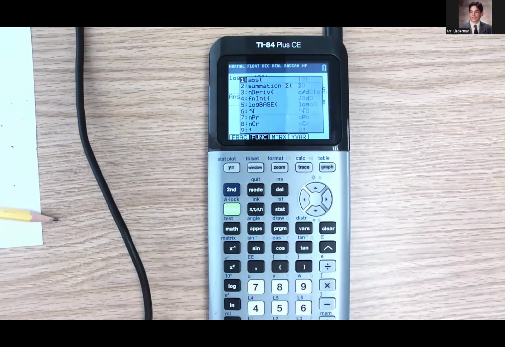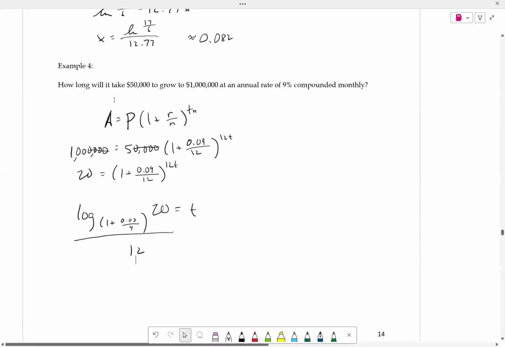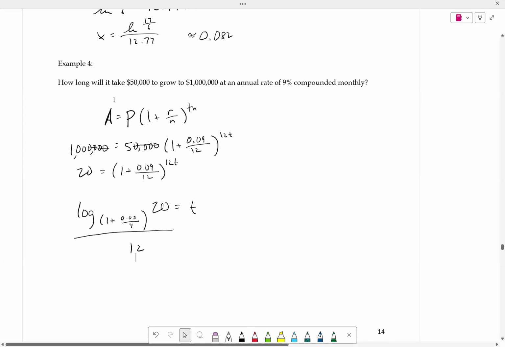And before we move on, Tyson, that was fantastic. Thank you for your help. I do want to talk about the other way of solving this. So from here, 20 equals 1 plus 0.03 over 4 to the 12t. Instead of rewriting this as a log base of that monstrosity, we can do what? To solve this. Jojo, you have an idea? Oh, that's true. We could take those and add them together.